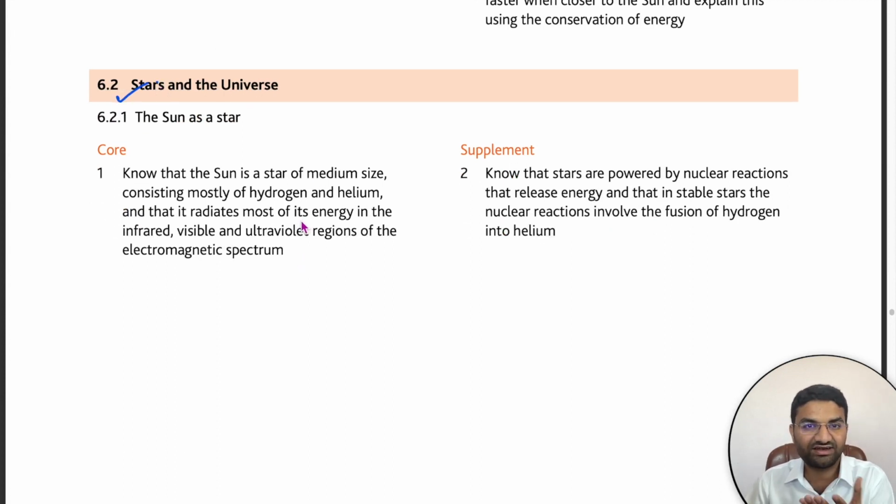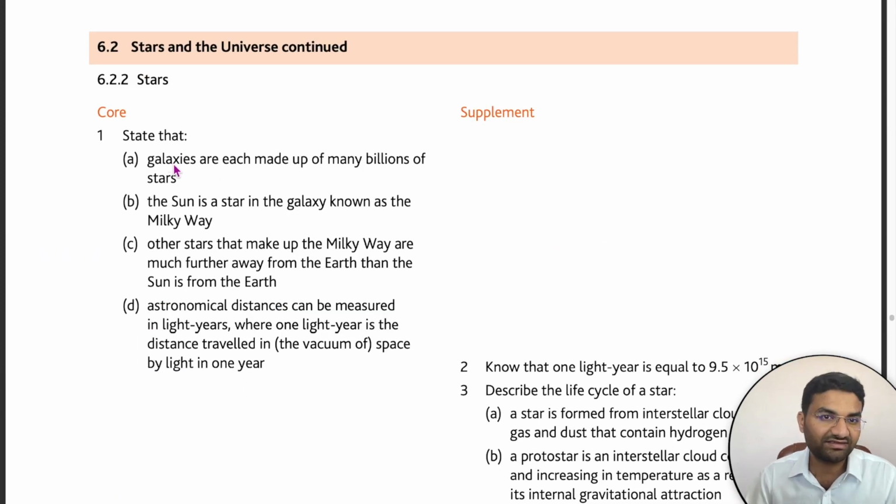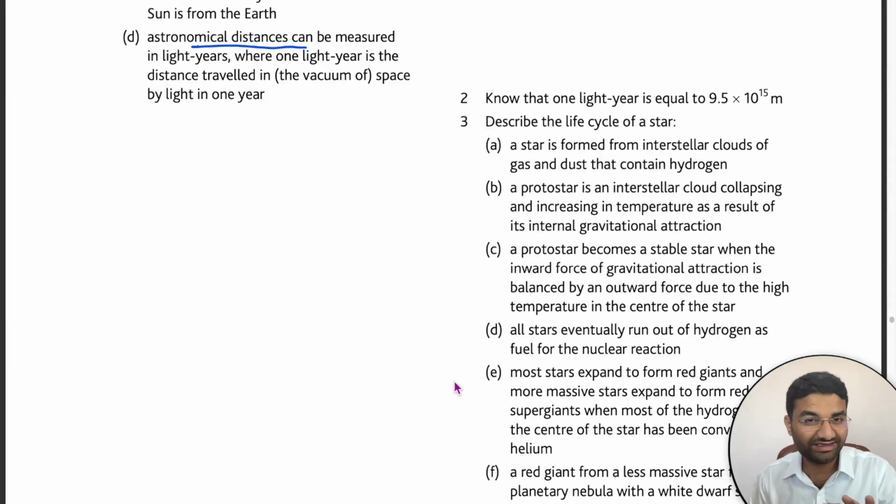The sun is a star of medium size consisting mostly of hydrogen and helium. What are the matters included in the sun, and the sun's energy, we have to discuss in this topic. Then galaxy, then the Milky Way. These concepts are there. Then astronomical distance. So these are the concepts for the core student as well as the extended student.